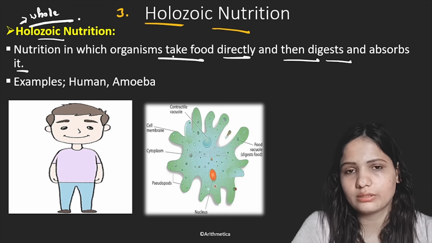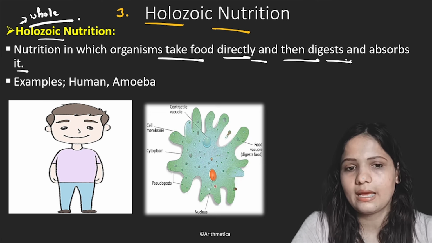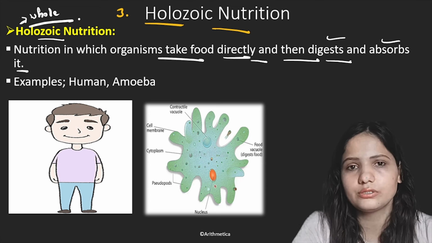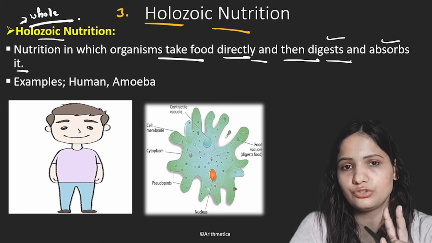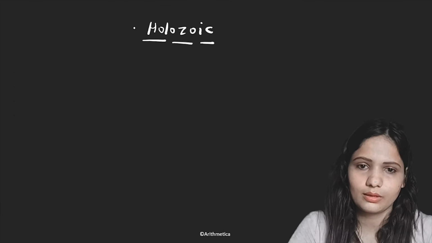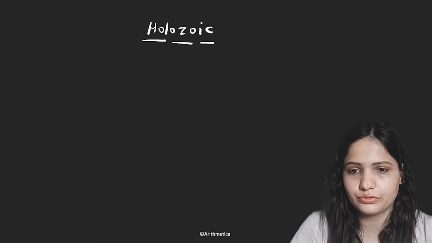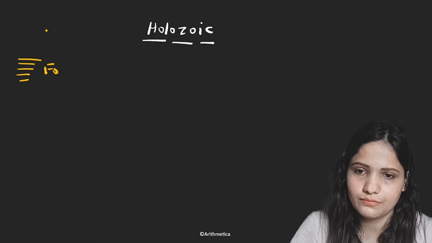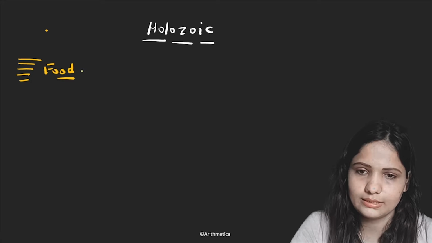Nutrition in which organisms take food directly and then digest and absorb it. You have to include at least these two words in your definition. What happens in the holozoic mode of nutrition? Let's say we have this food. All right.